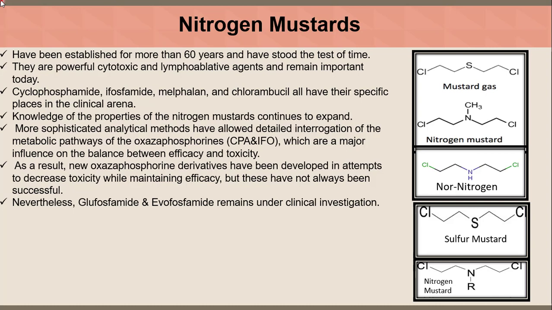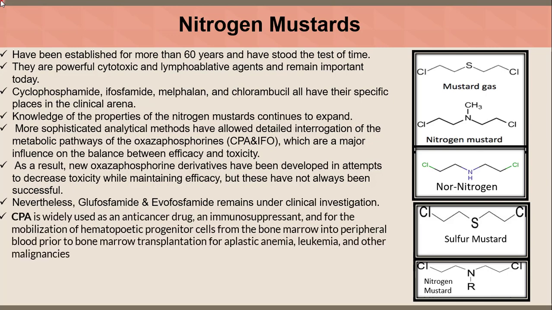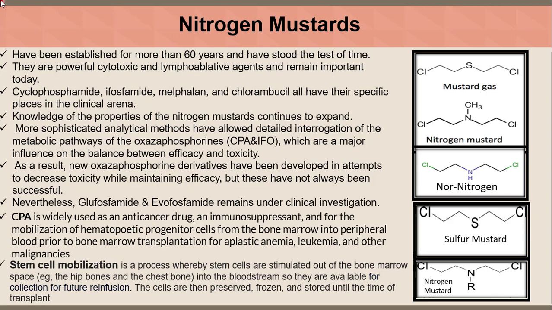As a result, new oxazaphosphorine derivatives have been developed in attempts to decrease toxicity while maintaining efficacy, but these have not always been successful. Nevertheless, glufosfamide remains under clinical investigation. Cyclophosphamide is widely used as an anti-cancer drug and an immunosuppressant, and for the mobilization of hematopoietic progenitor cells from the bone marrow into peripheral blood prior to bone marrow transplantation, for aplastic anemia, leukemia, and other malignancies.